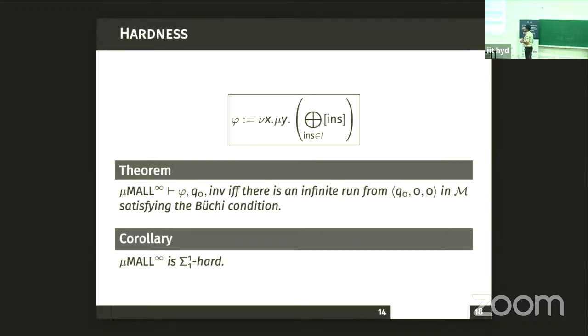So we encode the Büchi condition using a sort of fixed point formulas. Basically, the greatest fixed points correspond to the final states, and the least fixed points correspond to the other states. And we have the reduction that if some formula is provable in the non-well-founded system, then there is an infinite run satisfying the Büchi condition. And this gives us the Sigma 1,1 hardness from the Alur-Henzinger result. Right, so why does this give us non-inclusion?